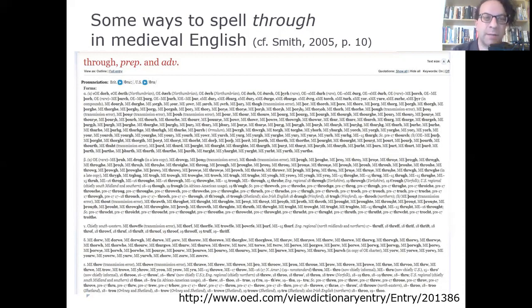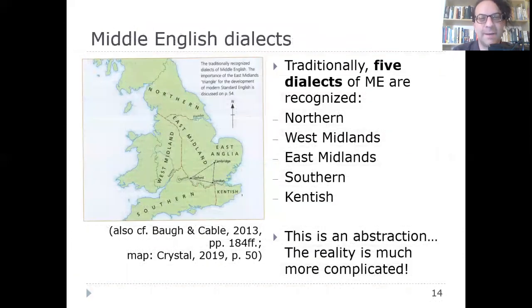I'm going to say that again because it's so incredible if you hear it for the first time. There are 500 or so different ways to spell the freaking word through in medieval manuscripts. Okay? So that means there's a lot of variation on the level of spelling. Okay, I'm just going to leave it at that for now.